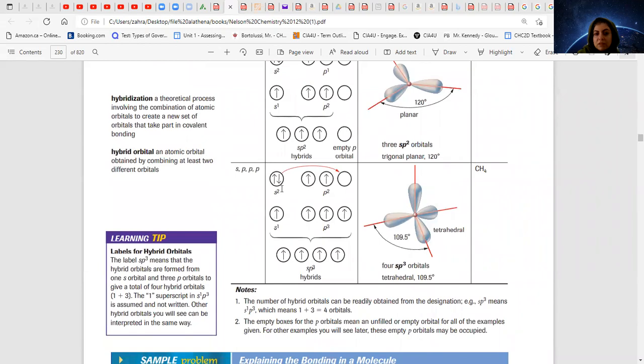CH4 is the same thing. Now, when they make a hybrid, 4 of them are involved. One of them is from the s orbital, and 3 of them are from the p orbital. That's why it's going to be sp3.